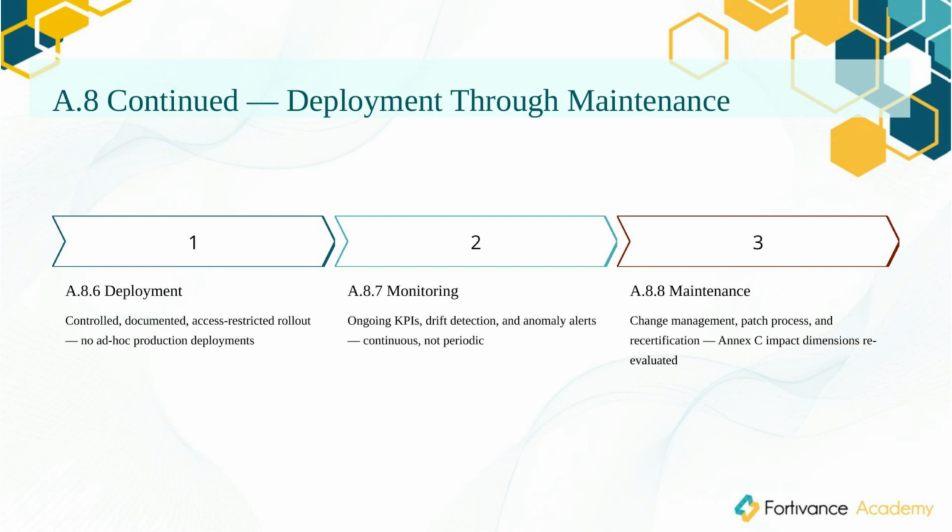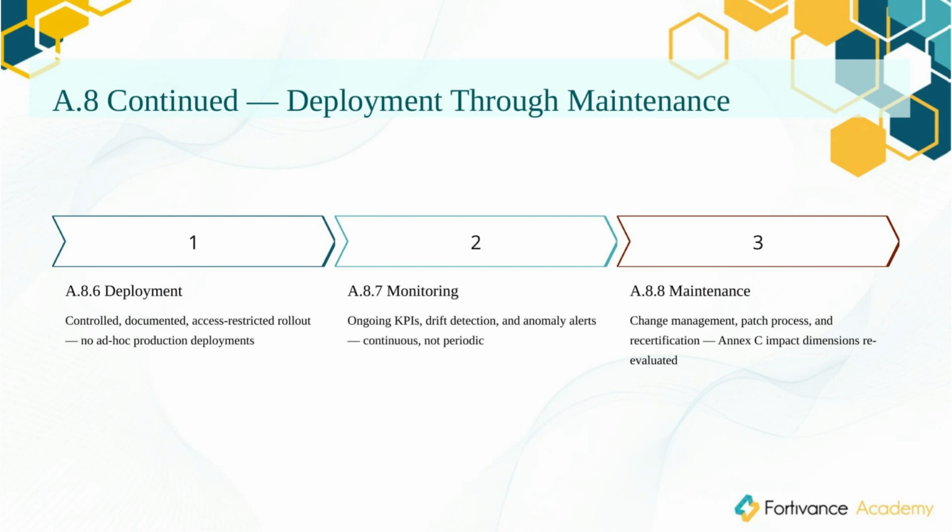A.8.8 covers maintenance, change management for all AI system changes. Every model update, parameter change, or data source modification goes through your documented change management process. The evidence is your change log, change requests, risk assessments, test results, approvals, and deployment records.